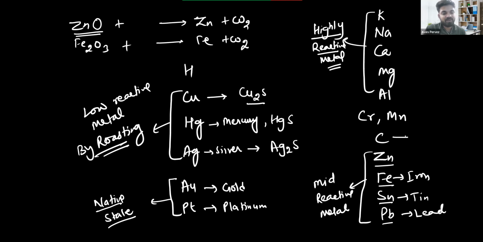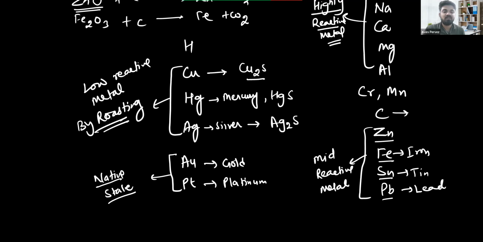So here carbon is cheaper, and carbon comes in the reactivity series here. So we reduce them with the help of carbon. Reduction with carbon is called smelting. So we have to write here that these mid reactive metals can be reduced by smelting. Smelting means reduction with carbon.